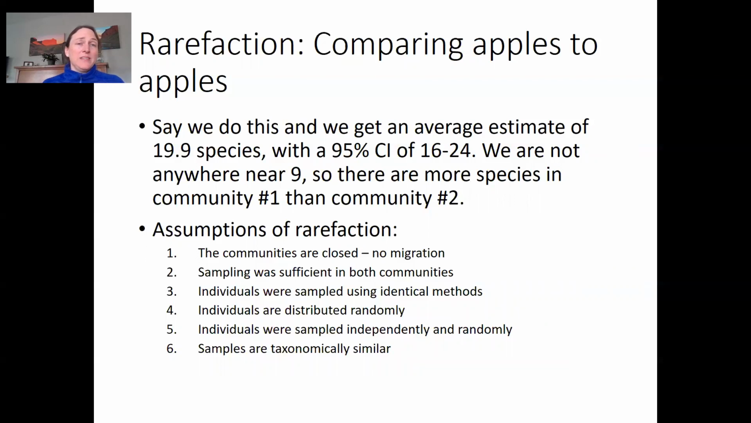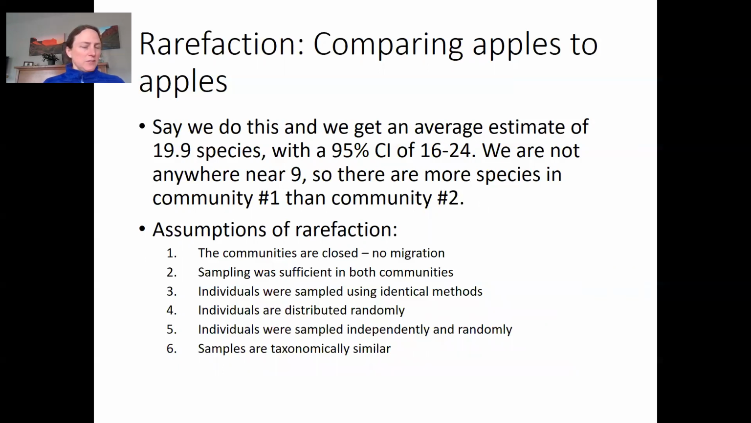So say we do this 1,000 times, and we get this estimate of 19 species for community number 1, with a 95% confidence interval of 16 to 24 species. We're nowhere near the 9 species that we got from community number 2, so we can be pretty confident that community number 1 actually does have higher richness, even though our sampling efforts were different. So that's what rarefaction curves allow us to do, is put communities on equal footing.